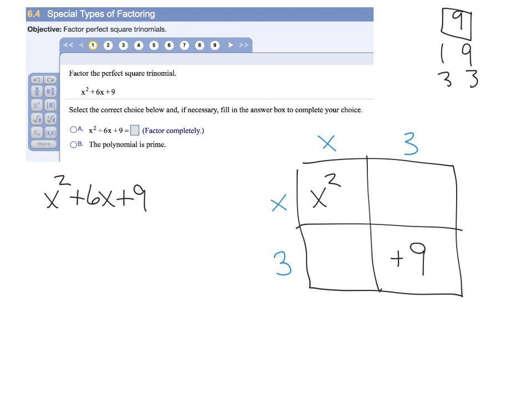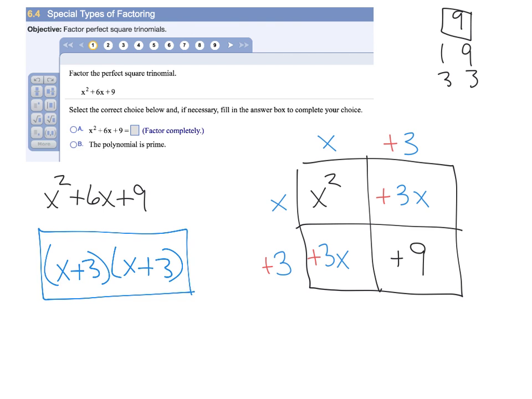So if we start with 3 and 3, that's going to give us 9, ignoring the signs right now. So multiplying to get our two internal terms, you've got 3x and 3x. And sure enough, we want 6x. So that means this needs to be positive and this needs to be positive. So that means everything's nice and positive. And so our factors right here become x plus 3 times x plus 3. And that is our factor. So if we combined our like terms here, of course we would get that.